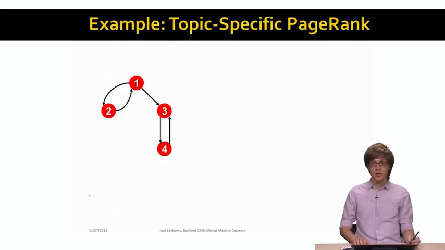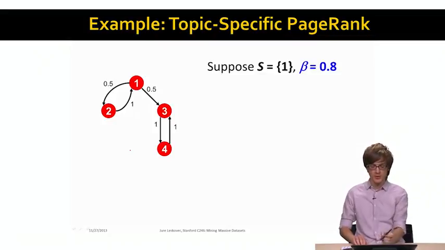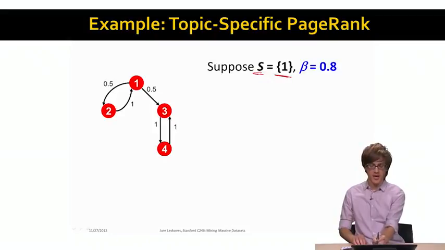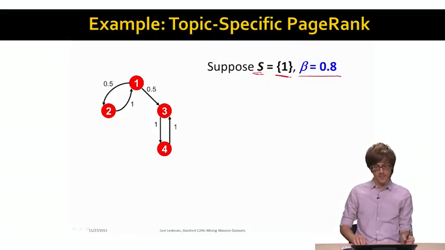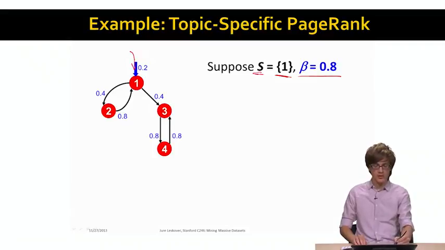To give you an example of how this works, here is a simple graph. Here I'm showing you first the transition probabilities, and now let's suppose that our teleport set is a single node S and our beta is 0.8. Okay? So now, given these values, I updated the transition probabilities, right? Because with probability 0.2, a random walker can jump out of every node, and then they can only jump back to node 1, right?